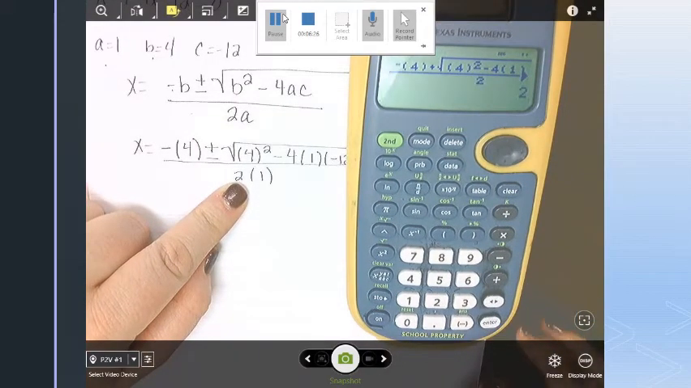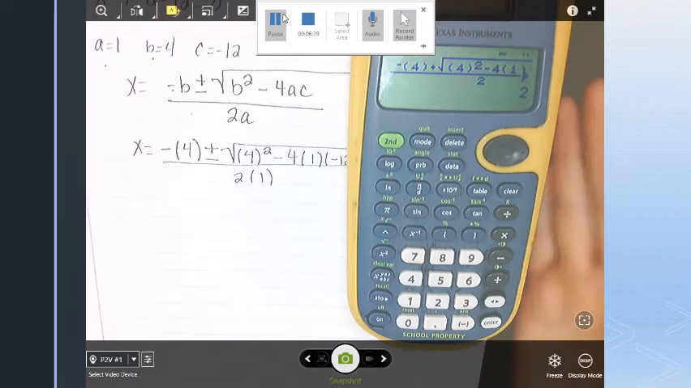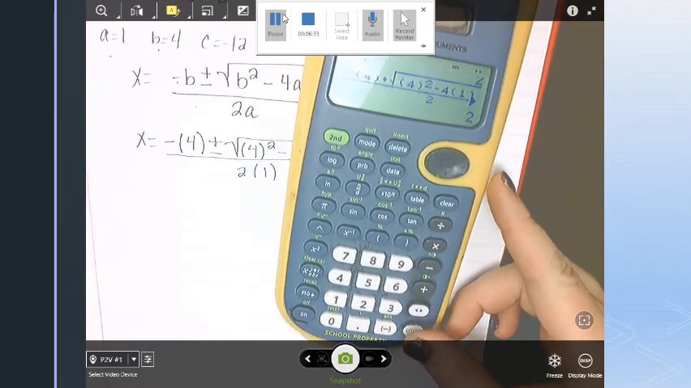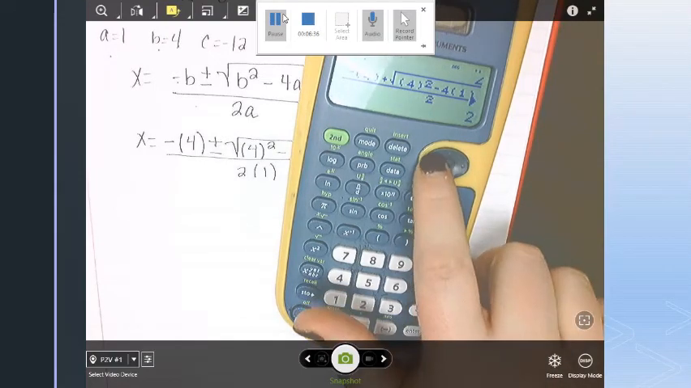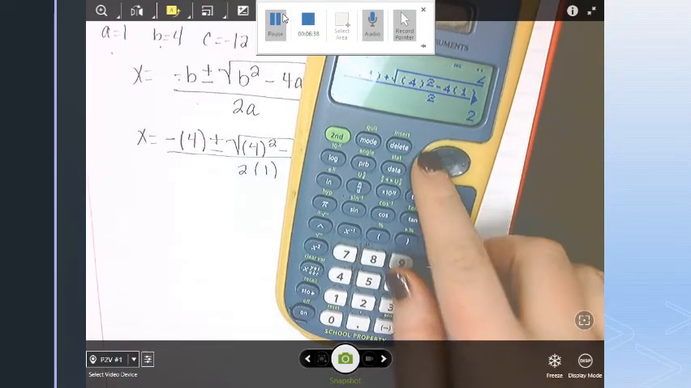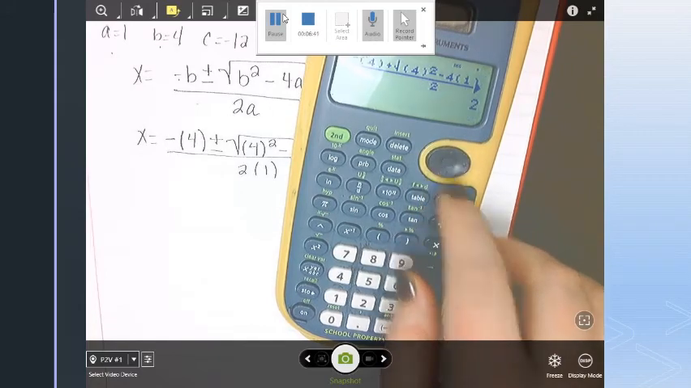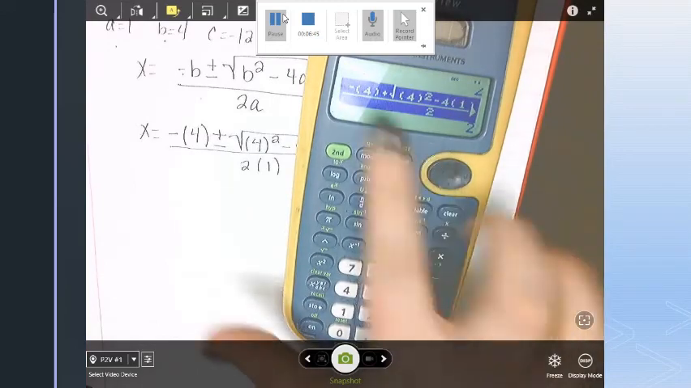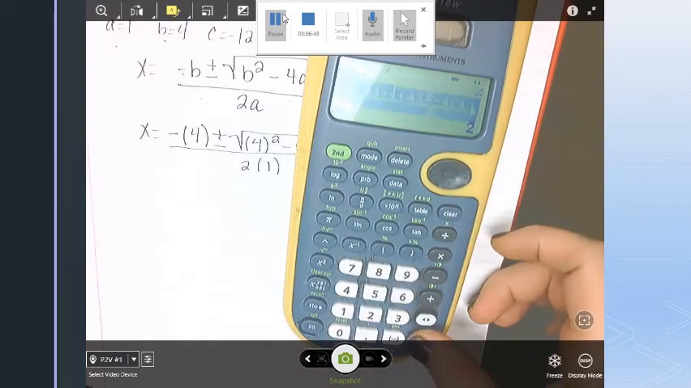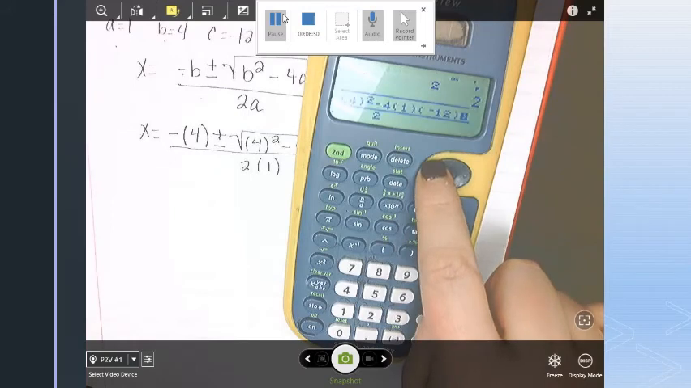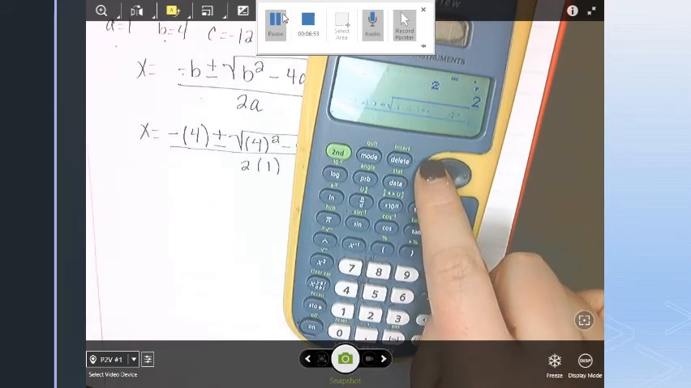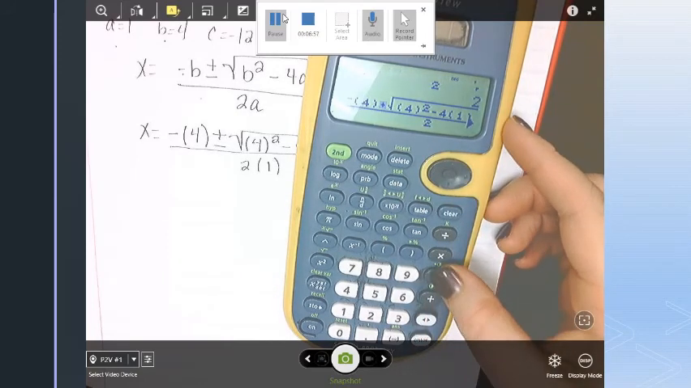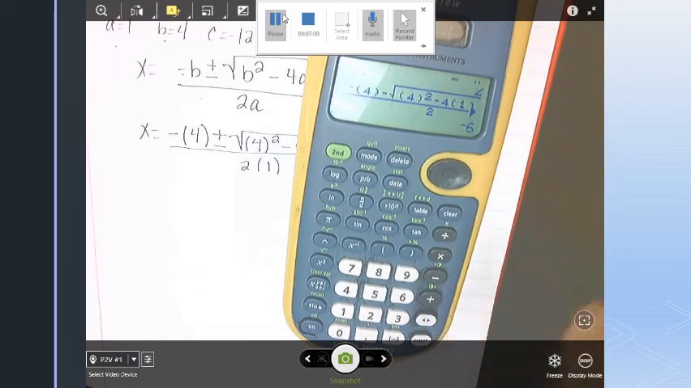Now if you hit enter, you get 2. Here is the beautiful thing about your calculator. If you tap enter twice, then arrow back up, you see how what you just did is highlighted? Hit enter again. You can actually go back and edit this. It took a lot of work to put it in. So for plus or minus, you're going to put a minus here, and hit enter again, and you get negative 6.